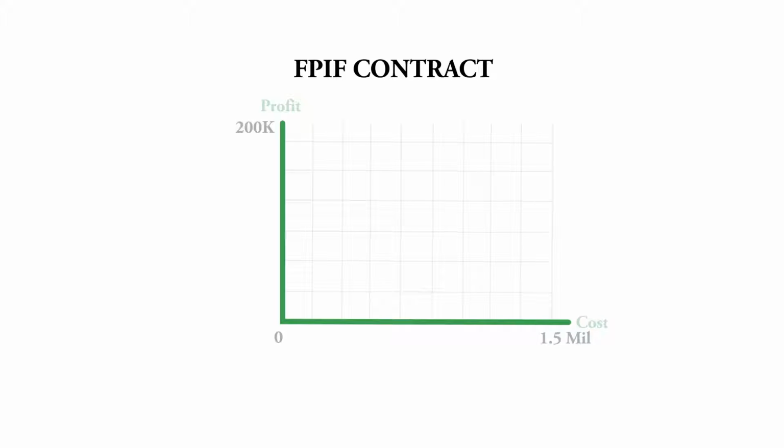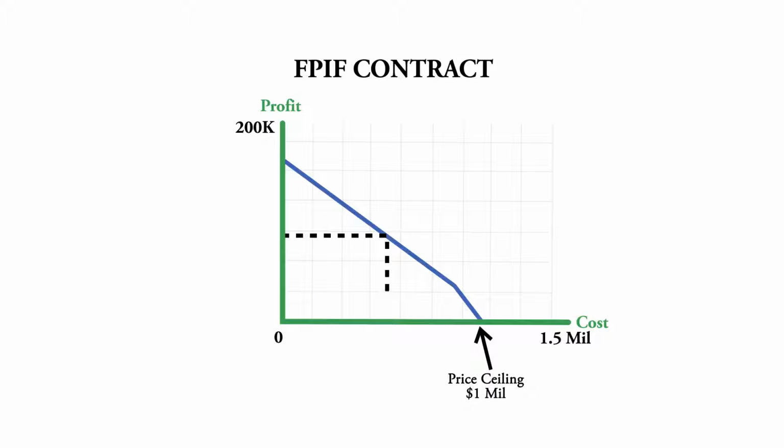Government engineers estimate this upgrade can be done for less than $1 million. So they make $1 million this ceiling price. The price ceiling is the maximum amount the government will pay the contractor. The government engineers estimate the requested modifications, production, and delivery of the machinery can be reasonably accomplished for $500,000. So they make $500,000 their target cost.